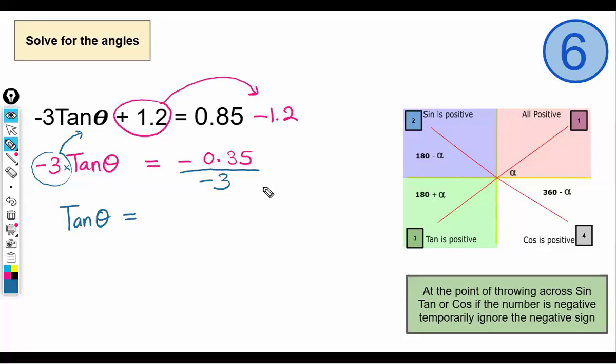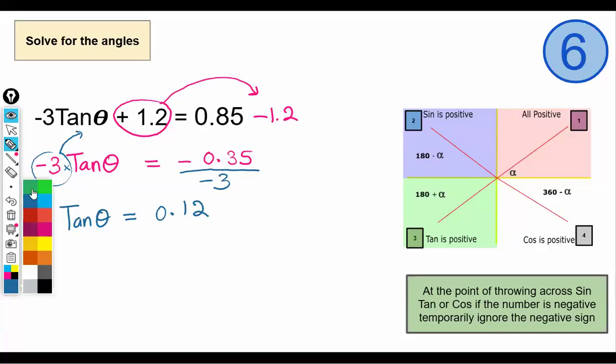Minus 0.35 divided by minus 3. I get 0.12, because again it is 0.116666666666. Everybody with me so far? You can just raise your hands. You with me so far? We're just trying to solve for theta like a regular boring equation.